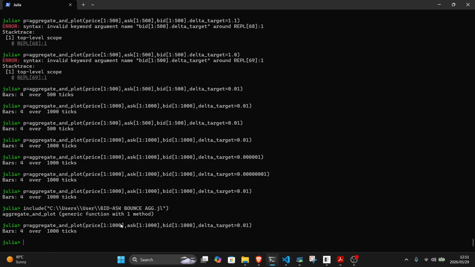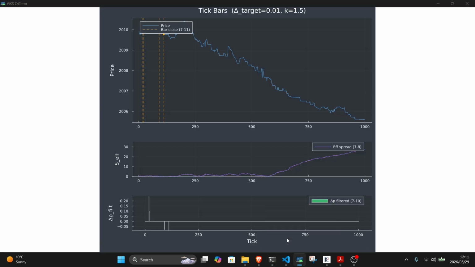Obviously, I'm not going to run through all the possible scaling factors, but yeah, this is the geometry of bid-ask bounds aggregation. And that's about it for today.